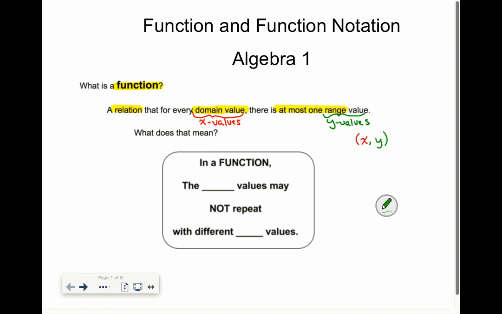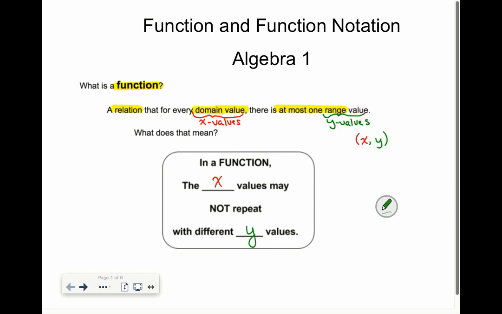Think alphabetical. So down here in this box, it says, what does that mean? That means that the x values may not repeat with different y values. So if you look at the points that you're given or look at the graph, you're looking at your x values. Remember, the x values are the ones on the horizontal axis. Do any of them repeat with different y values? If they repeat with the same y value, that doesn't count. It's if they have different y values.